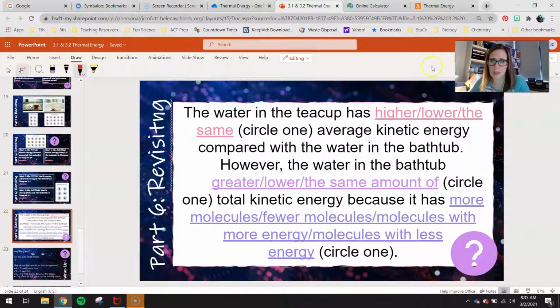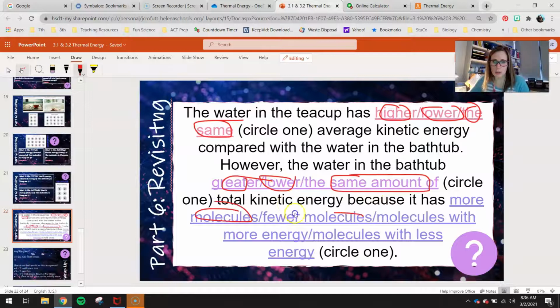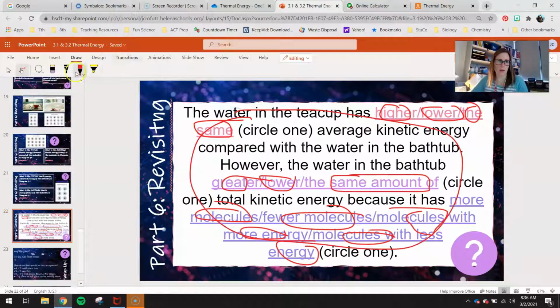The water in the teacup has either higher, lower, or the same average kinetic energy. So circle one of those compared with the water in the bathtub. However, the water in the bathtub has either greater, lower, or the same amount of total kinetic energy because it has more molecules, fewer molecules, or molecules with more energy, or molecules with less energy. So you're gonna circle one of those 3 options, one of these 3 options, and one of these 5 options. Okay, so there should be 3 circles in this whole thing all together.